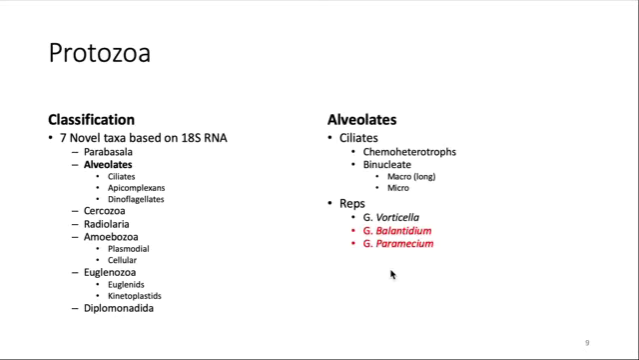So if you look at the ciliates, they are chemoheterotrophs. So they will rely on chemicals as a source of their energy, and they rely on organic molecules as a source of their carbon. The ciliates are binucleate. So the ciliates will have two nuclei. So that's a very important characteristic feature. Representatives will be Vorticella, Balantidium, and Paramecium.